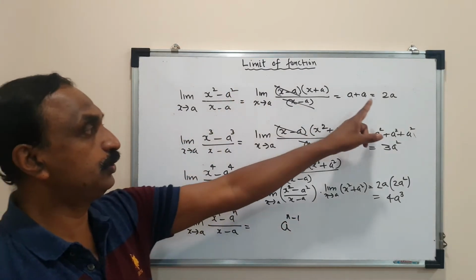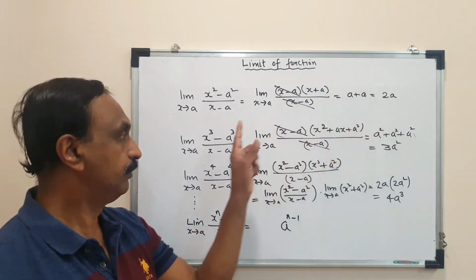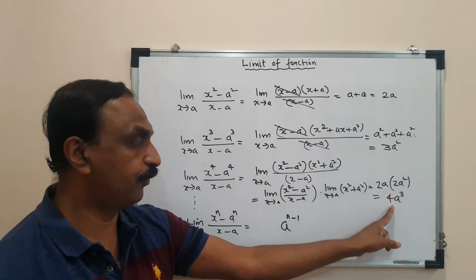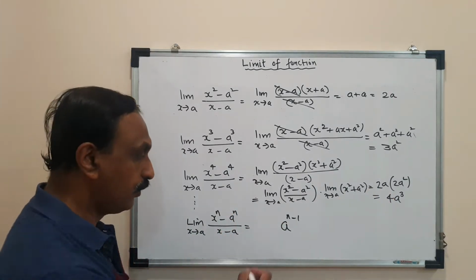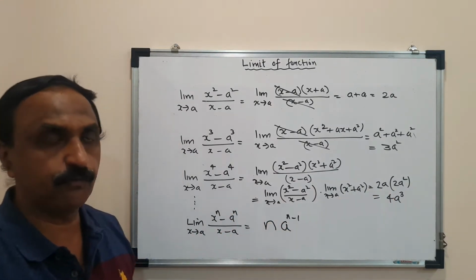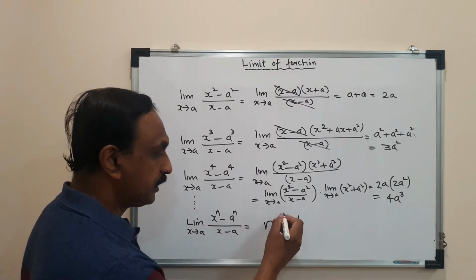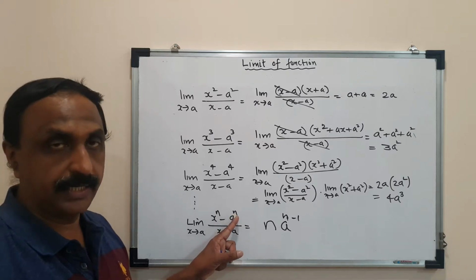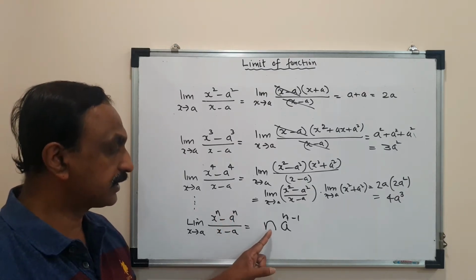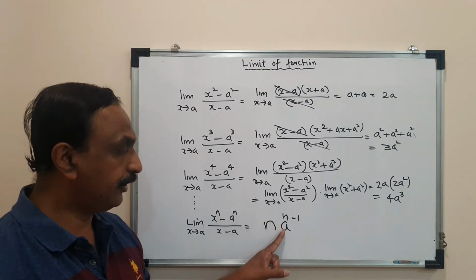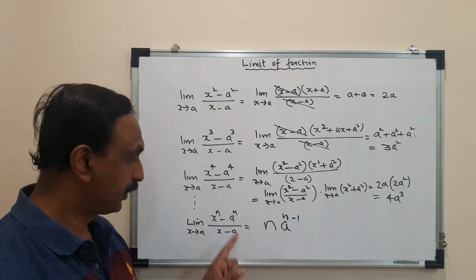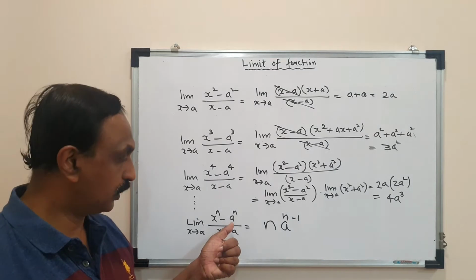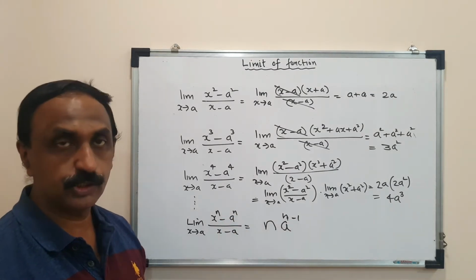When the power is 2, the value started with a 2. Power is 3, value started with 3. Power 4 started with 4. So power n will start with n. So here is a formula for you. Limit x tending to a, x to the power n minus a to the power n upon x minus a will always be n into a raised to n minus 1. The power comes in, and then one power less than the original. Original is a raised to n, it will become a raised to n minus 1.